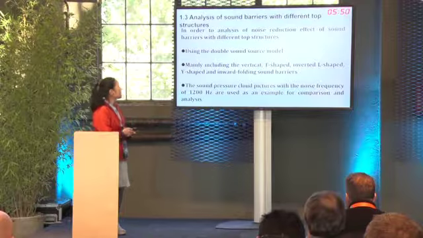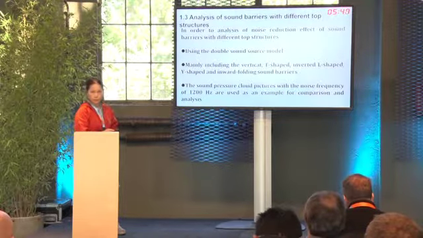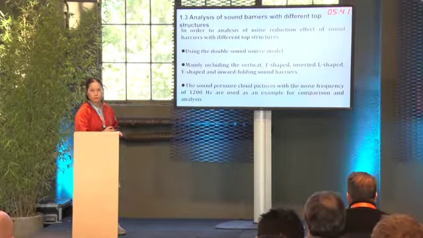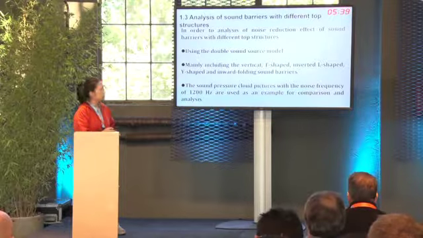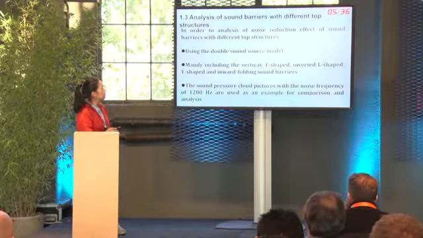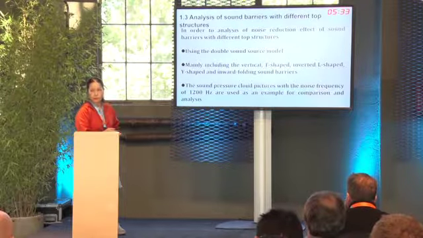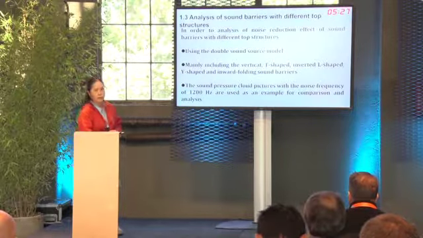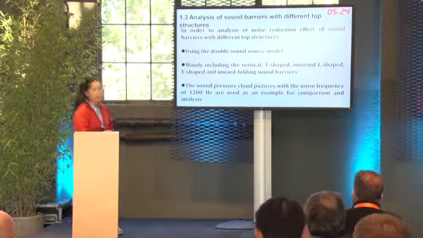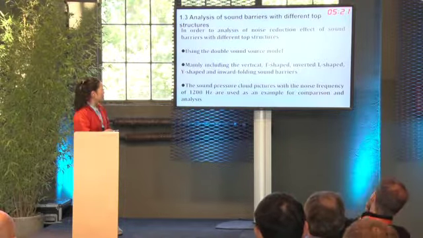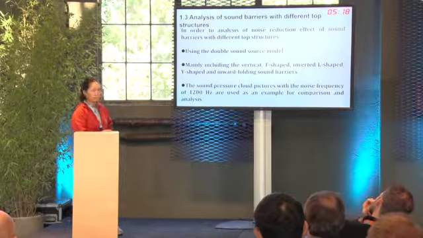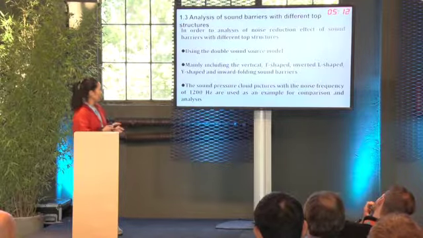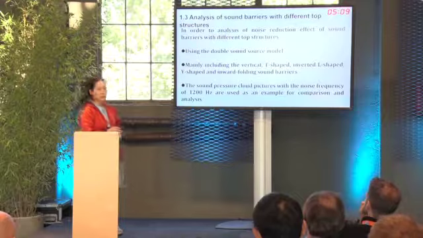Now I introduce the analysis of sound barriers with different top structures. Before, we analyzed the height of the sound barrier. Now we analyze the different top structures. In order to analyze the noise reduction effect of sound barriers with different top structures, we use the double sound source model, mainly including the T-shaped, inverted L-shaped, Y-shaped and inward folding sound barriers as different top structures.